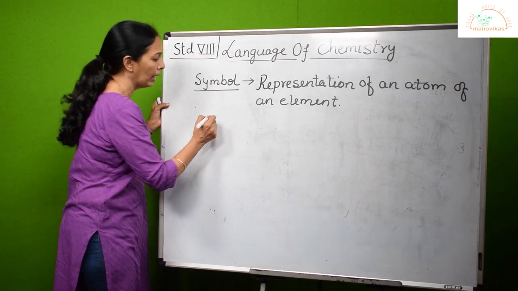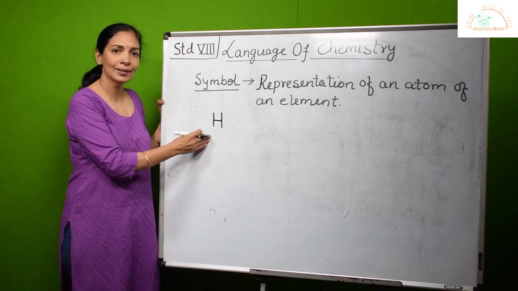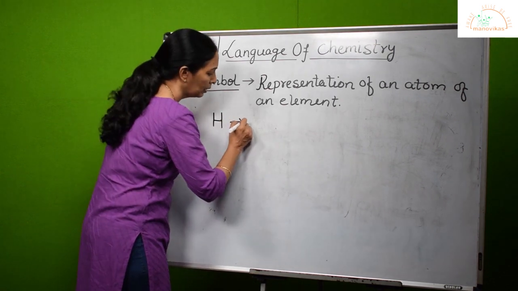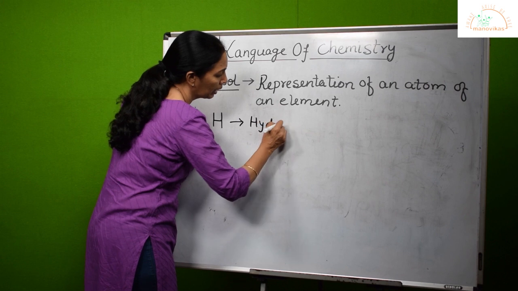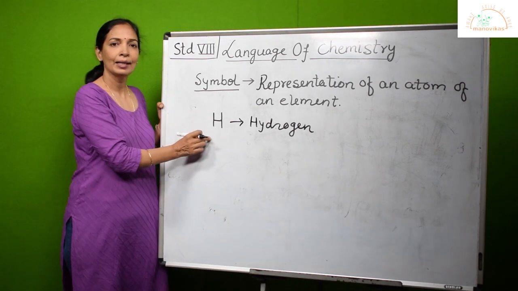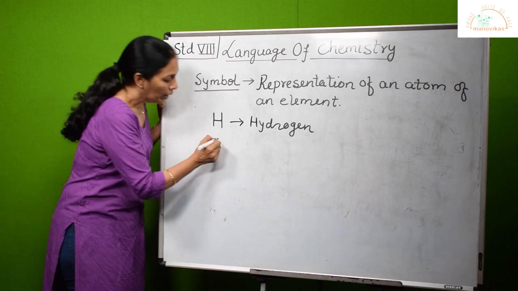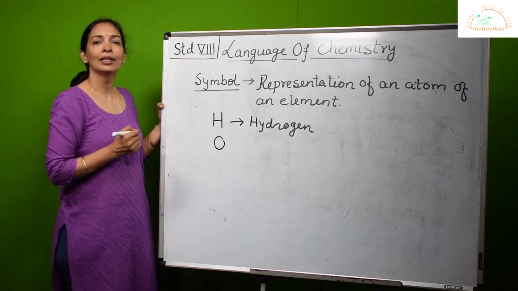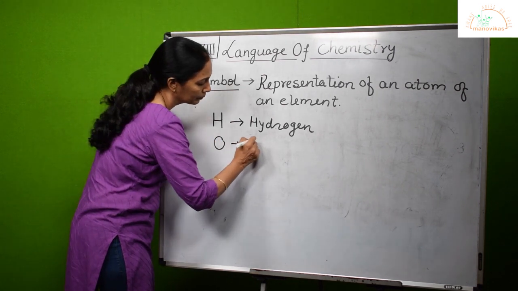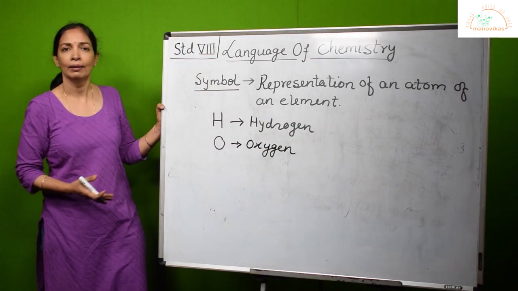If I write H over here, immediately you come to know what this H is. This is hydrogen, you will say. So what is this? Symbol of hydrogen. Instead of writing the full word hydrogen, we can write H, and this H represents one atom of hydrogen. If I write O, immediately you will tell this is oxygen, one atom of oxygen. And like this you can name a number of elements by looking at their symbols.